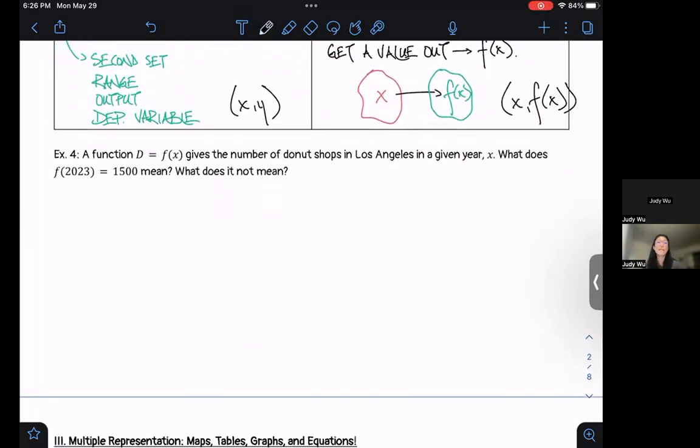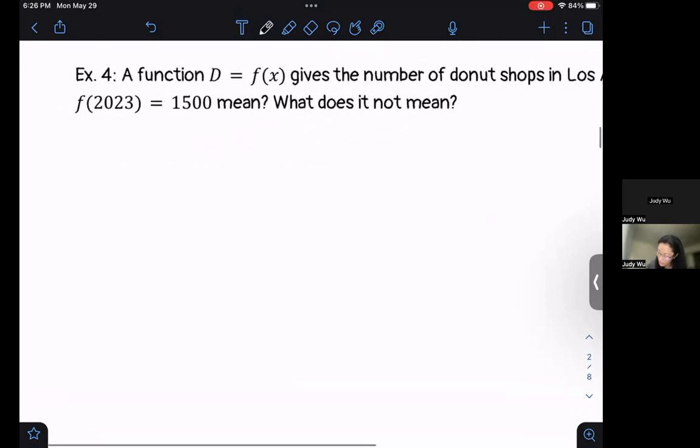All right, example 4 says a function d equals f of X gives the number of donut shops in Los Angeles in a given year X. What does f of 2023 equals 1,500 mean? And what does it not mean? Okay. So I'll let you think about that for a little bit. When you're ready, continue on in this video.